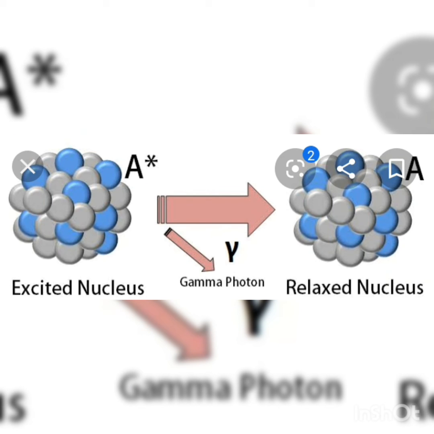In case of gamma decay, the only change is that the excited nucleus of the radioactive element becomes a relaxed nucleus. There is no change in mass or charge of the nucleus formed after the release of the gamma radiations.